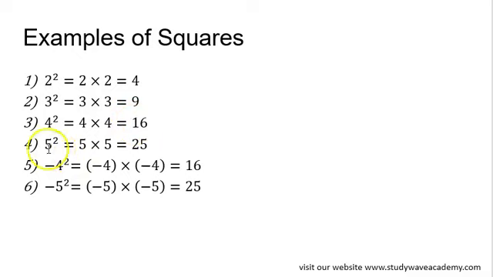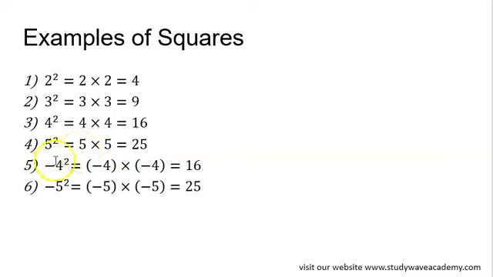We have here 5 raised to power 2. 5 raised to power 2 means 5 in 2 places, right? Or 5 squared means 5 in 2 places, which is 5 times 5. And when you multiply 5 times 5, what is it going to give you? 25. Okay? I hope you understood that.